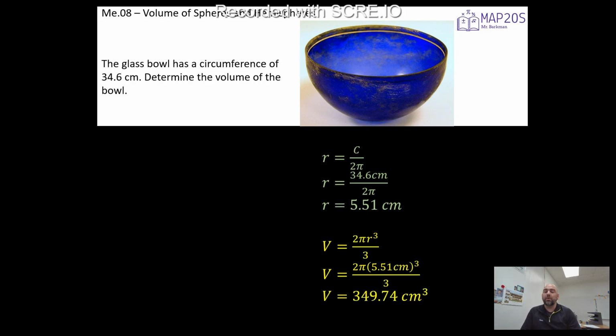And if you use 3.14 instead of the pi button on your calculator, it will be a little bit different. But you should get an answer of roughly 349.74 cubic centimeters. That's going to be the volume of this hemisphere. Now, again, you need to find the radius first and then go and find the volume using that radius.